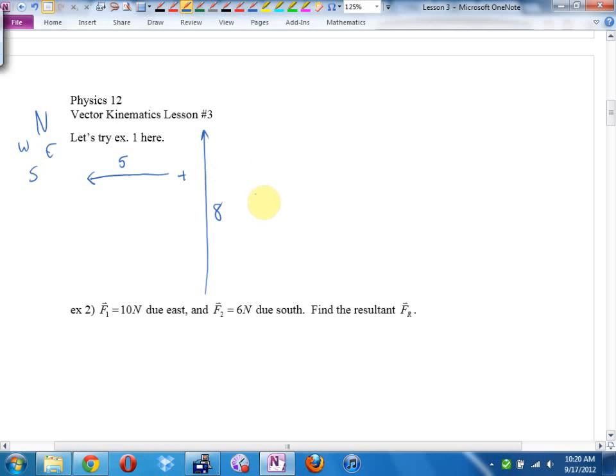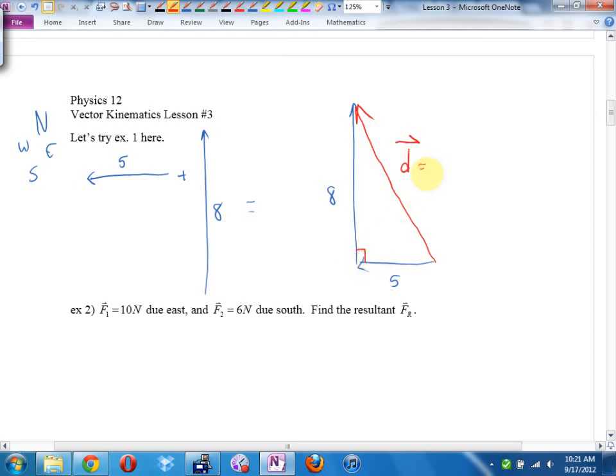What's it going to look like? It's going to look like this. 5 and 8. You kind of have to visualize ahead of time where you're going to end up. Some people might want to draw the 5 up here. Well, you won't have room to fit the 8 up there. So kind of imagine what it's going to look like. And then the resultant, Joe, my friend, is from the tail of the first to the tip of the second. This is my displacement.